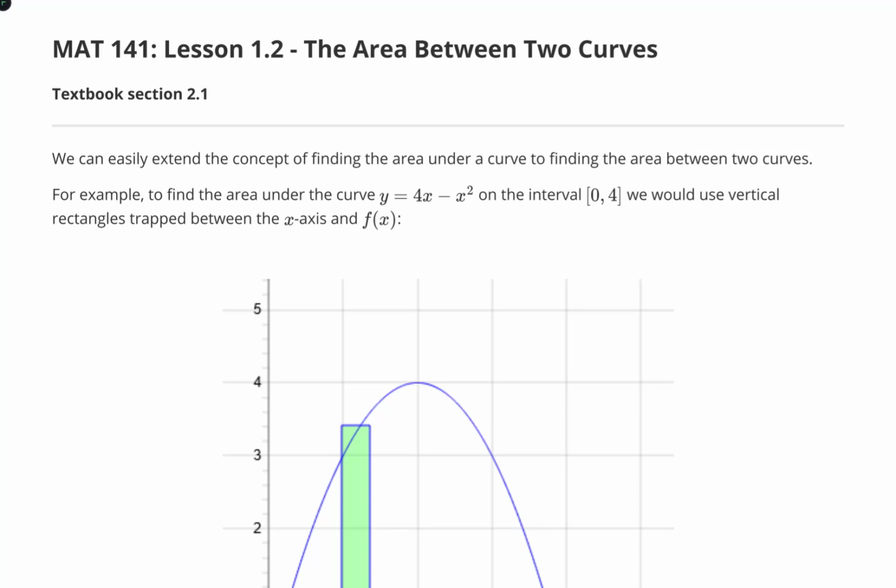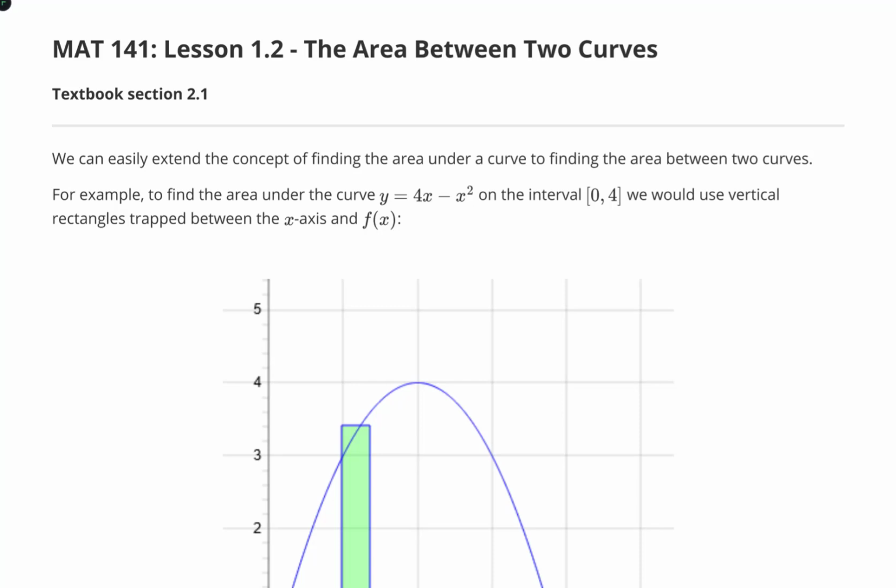This section is discussing how to find the area between two curves. So we can easily extend the concept of finding the area under a curve to finding the area between two curves. And that's what we'll do within the next lesson. But to get us started, let's review what it means to find the area under a curve.